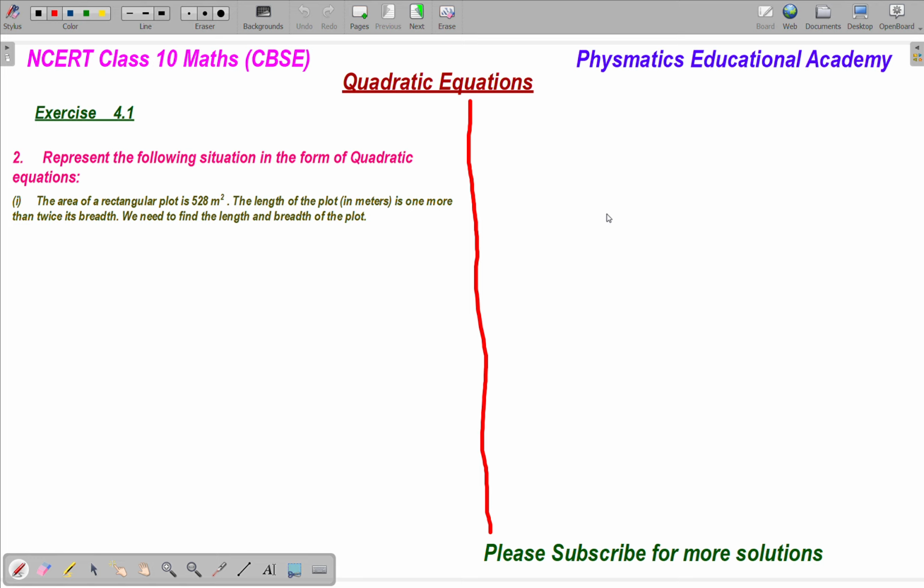We need to find out the length and breadth of the plot. Solution.